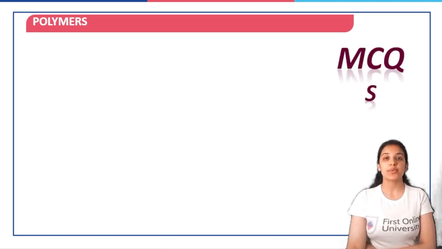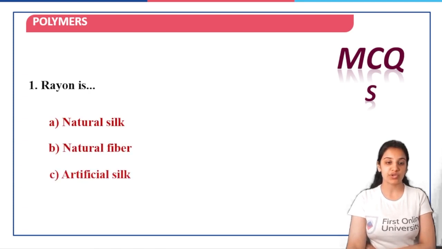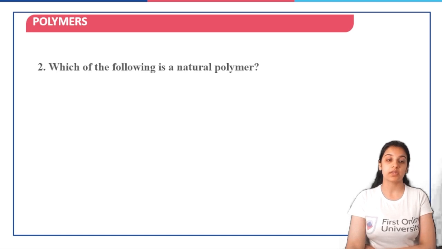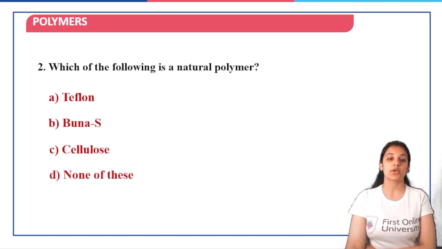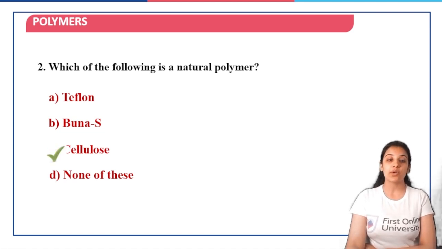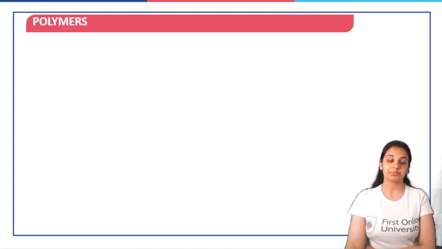Now based on this, let's quickly have a look at few MCQs. Rayon is natural silk, natural rubber, artificial silk, or none of these. So we have seen rayon is artificial silk. Option C is the correct answer. Next question, which of the following is a natural polymer? Teflon, Buna S, cellulose, or none of these? So Teflon and Buna S we know are man-made or synthetic polymers. Cellulose is the natural polymer. Option C is the correct answer.